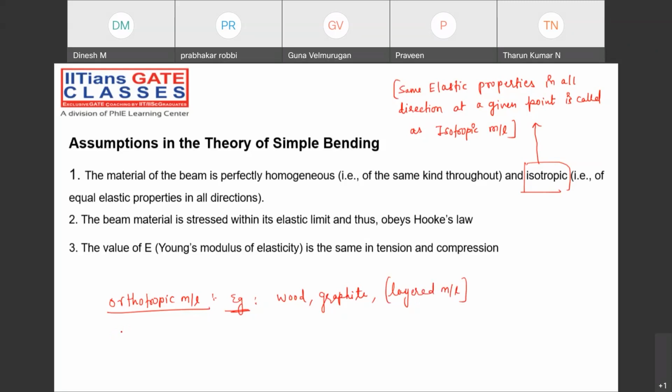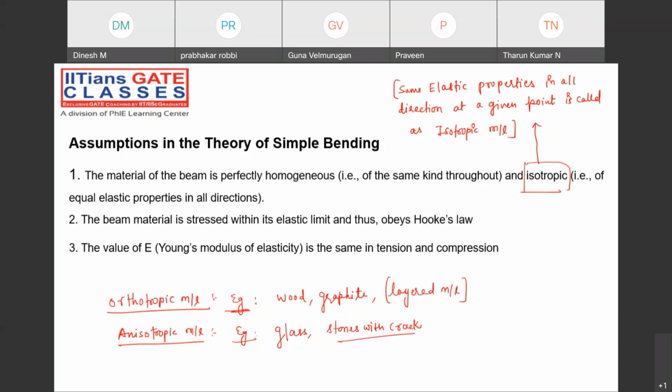And there's one more category, anisotropic material. Anisotropic means just the opposite of isotropic. In all the directions, the property will be different at a particular point. E1 in the X direction, E2 in the Y direction, E3 in the Z direction, kind of thing. An example is glass, whatever glass is in your house, that is an anisotropic material. Stone with cracks too: any stone with a crack will make the material anisotropic. In material science you will understand this in detail.